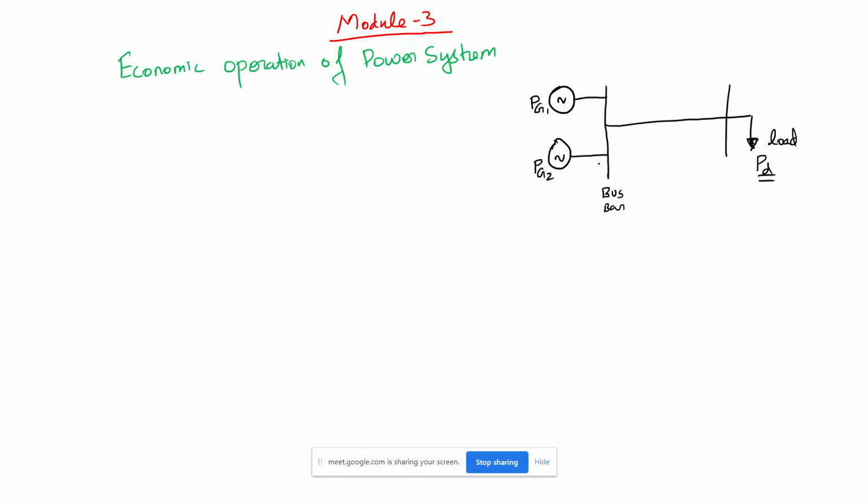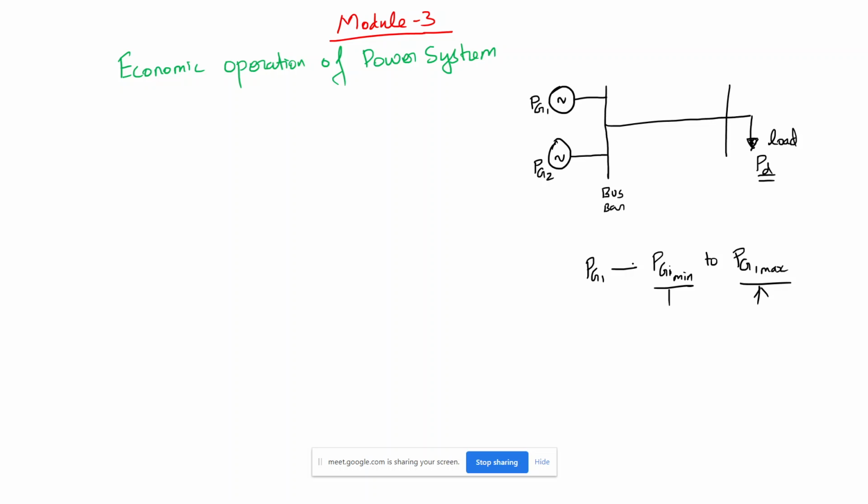And one more thing we need to understand: these two generators have their own minimum and maximum capacity. So what is that minimum and maximum? For example, this PG1 needs to operate between PG1 min to PG1 max. Why is that? Maximum is nothing but the rated current or the rated power. What is this minimum? Why?